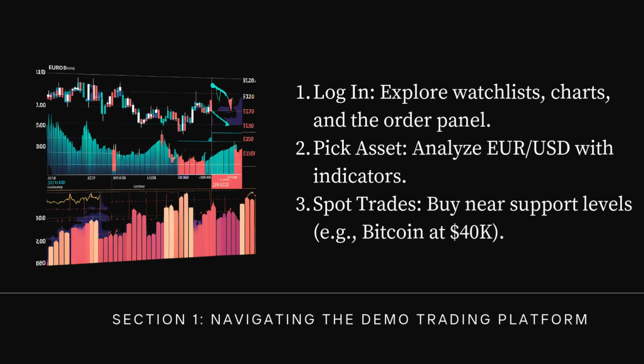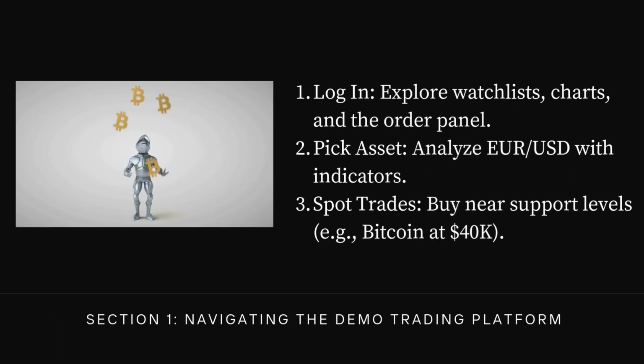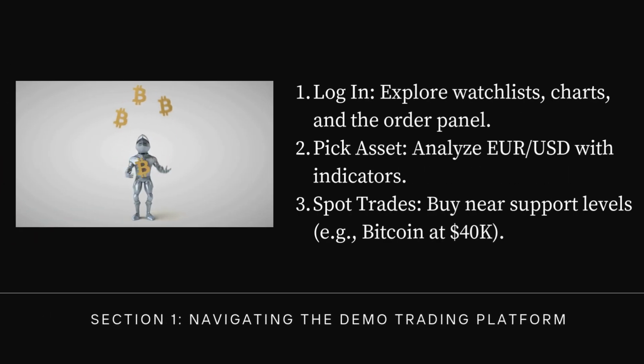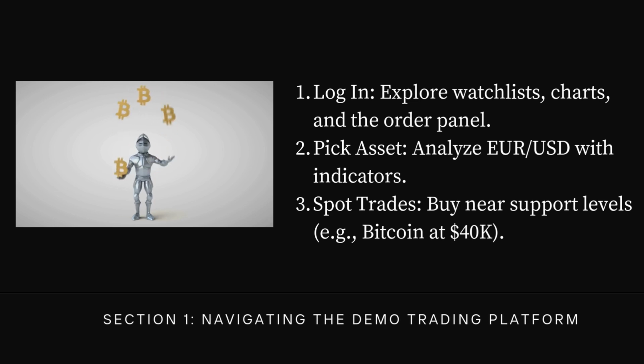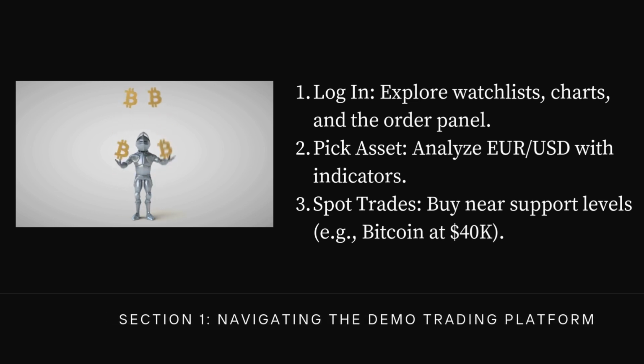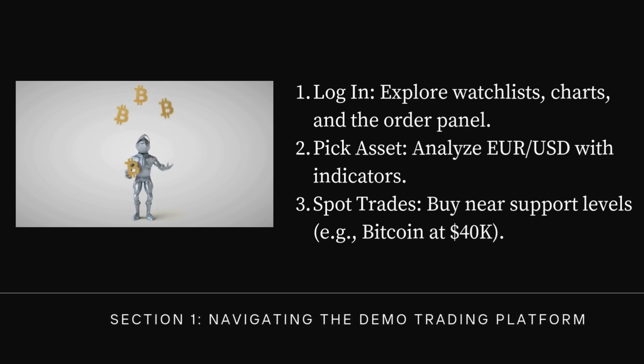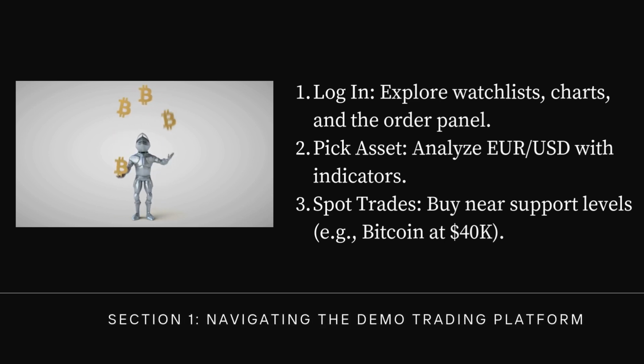Choosing an asset to trade. Select an asset you're interested in. Example, let's choose EUR/USD for this walkthrough. Look at the chart and apply basic indicators to analyze the asset's performance. Identify trade opportunities. Use support and resistance levels or trends to determine potential entry points. Example, if Bitcoin shows support at $40,000, consider placing a buy order near that level.